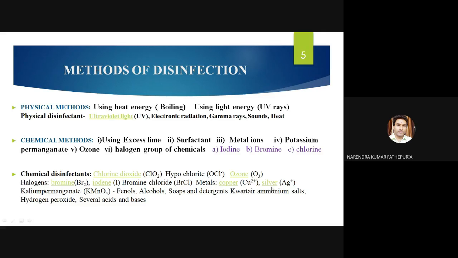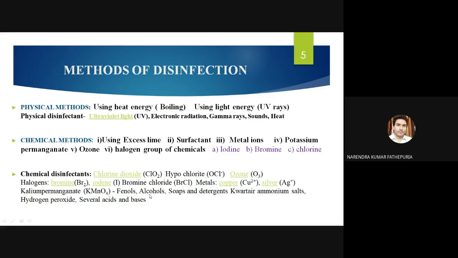and bromine chloride, and metals like copper and silver. You must have seen copper treatment, like RO combined with copper treatment, or RO combined with silver treatment. You must have heard of it in water purifiers. In the same way, copper and silver also play a very important role. They are very good disinfectants. And then potassium permanganate, as I told you. And phenols can also be used.